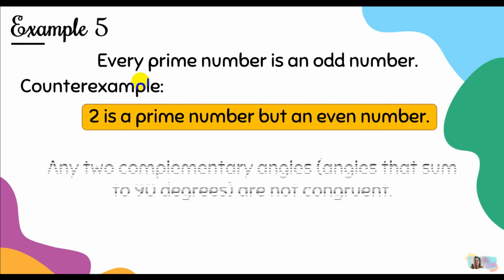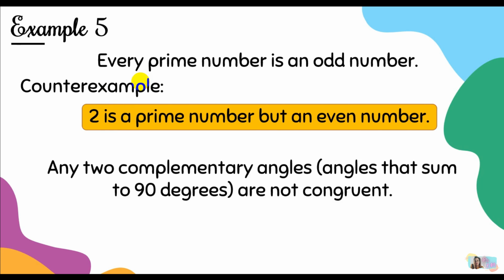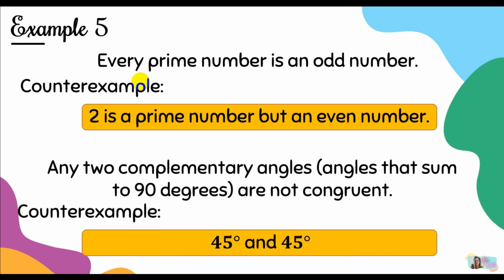Okay? Another. So, any two complementary angles or angles that sum to 90 degrees are not congruent. Hindi daw po congruent ang two complementary angles. Meron ba tayong dalawang angle na congruent at kapag pinag-add ay 90 degrees para masabi natin na false itong ating conjecture? So, meron, di po ba? Meron tayong 45 plus 45. And yung 45 plus 45 na yun, congruent sila. So, our conjecture number 5 ay false na naman.